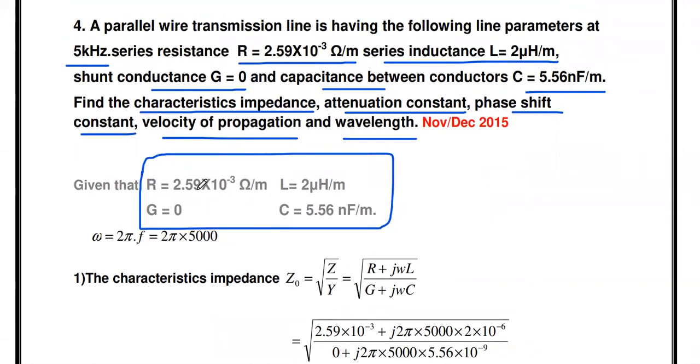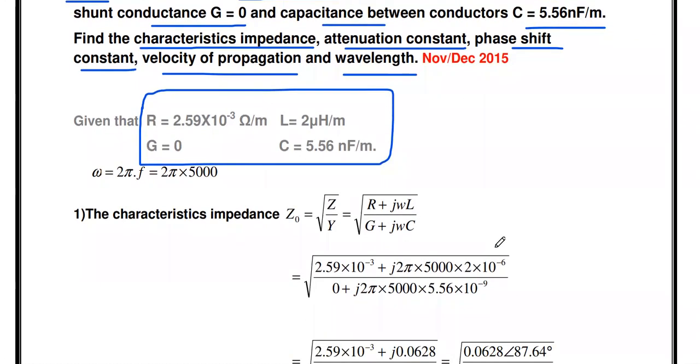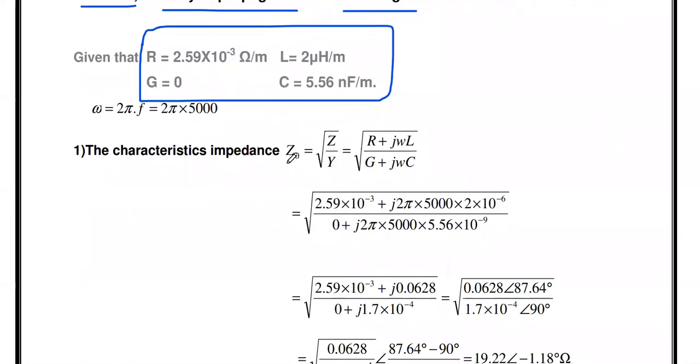Here, what are the questions we have to find out? Characteristic impedance, attenuation constant, phase constant, velocity, and wavelength. You are already familiar with these parameters. So what is the characteristic impedance? The characteristic impedance of the transmission line is nothing but the square root of Z by Y.